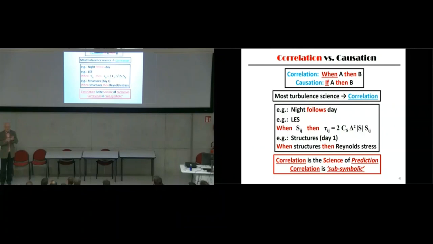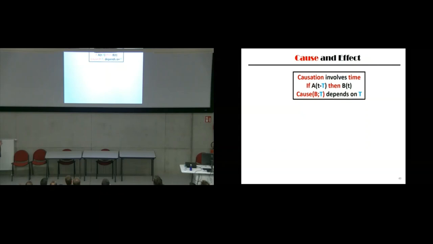Causes are different. Causes are you're really saying if this thing happens, this is going to happen. If this thing doesn't happen, probably this thing will not happen, or it will happen differently. This is something that implies a flow of probability from one place to the other. And it depends on time, and that is very important to realize because otherwise you get lost into all sorts of chicken and egg arguments.